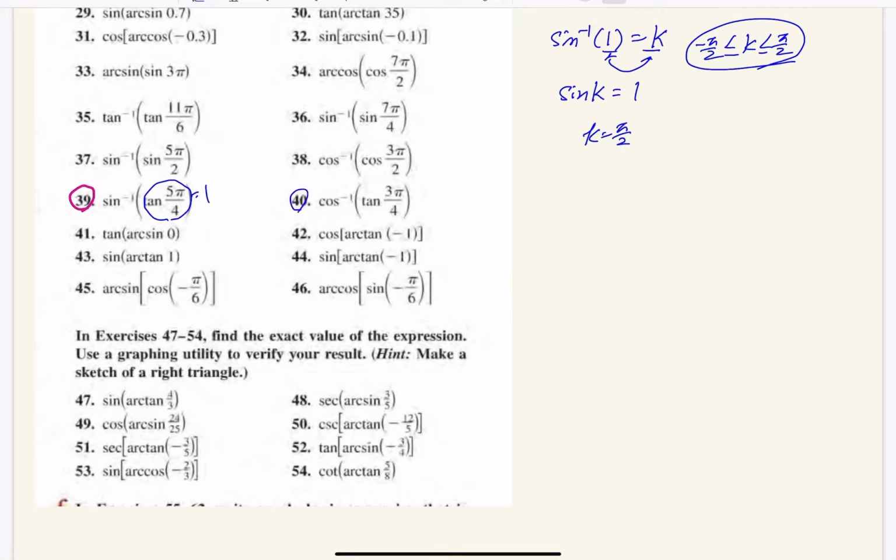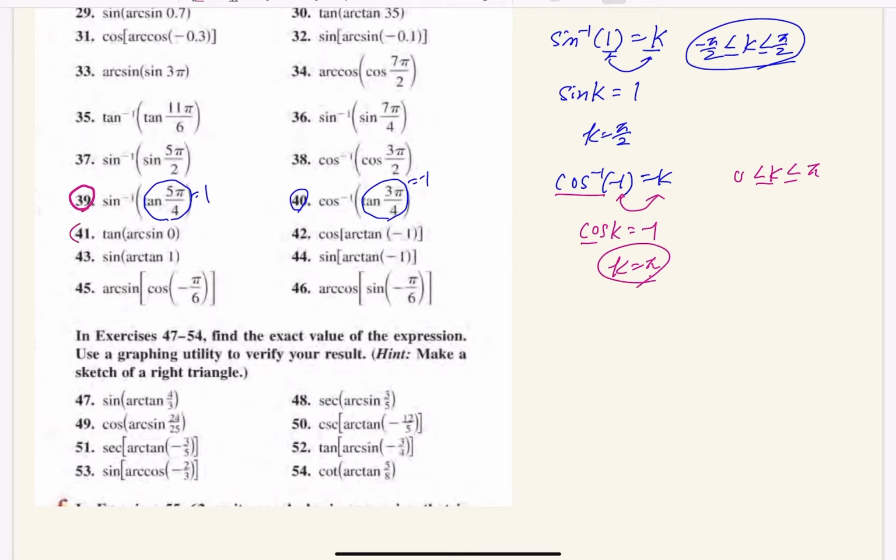40. Cosine inverse tangent 3 pi over 4. We need to find the value of tangent 3 pi over 4. Tangent 3 pi over 4 is negative 1. So it's like finding cosine inverse negative 1. Set up k, switch x and y to go back to the original cosine function. So cosine k is negative 1. Range of cosine inverse is between 0 and pi, right? So k equals pi because cosine pi is negative 1. Pi is the answer.